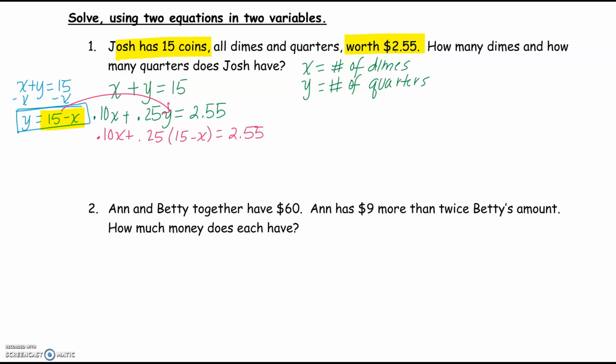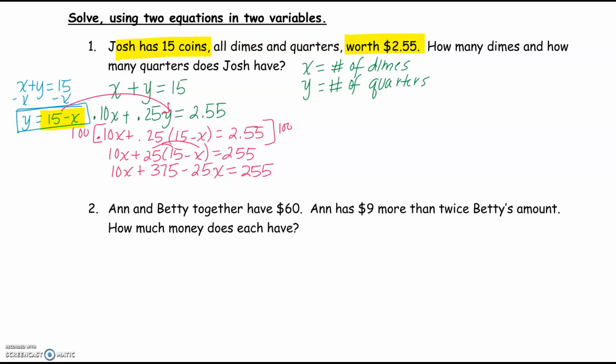Okay, I'm going to go ahead and get rid of my decimal by multiplying all of it by 100. So that gives me, if I move it over, 10x plus 25 times 15 minus x equals 255. You want to distribute your 25 to both things. That's 10x plus, we get 250 plus 125 would be 375 minus 25x. I was just doing that mentally in my head. I did 25 times 10 and then 25 times 5. So that gave me 250 plus 125 to give me 375.